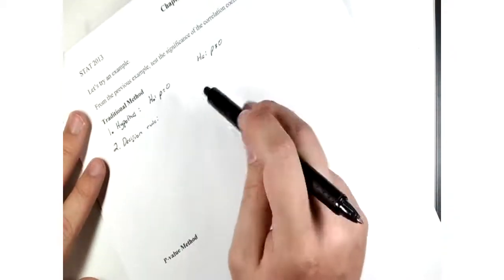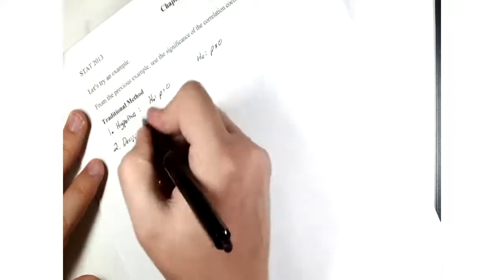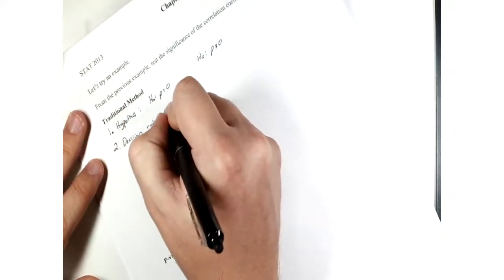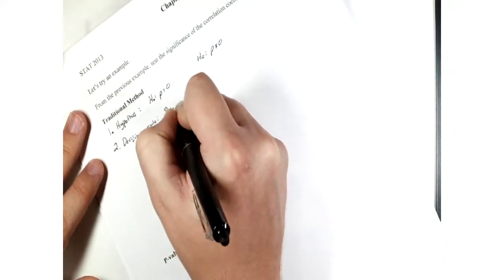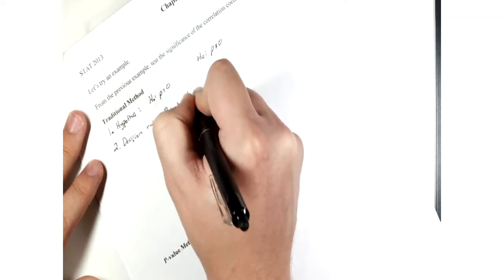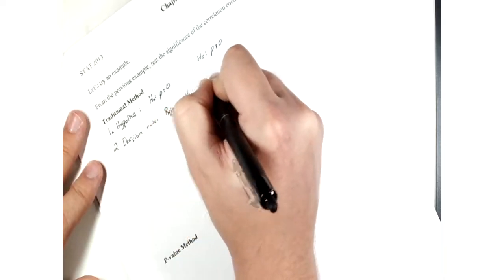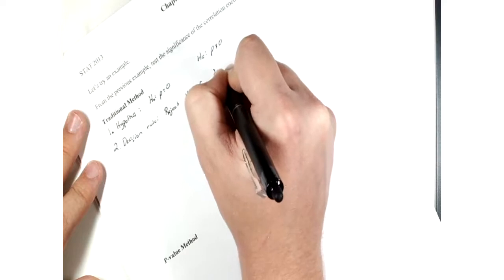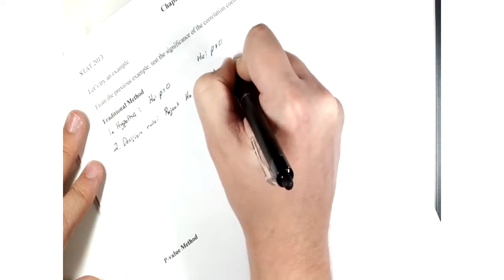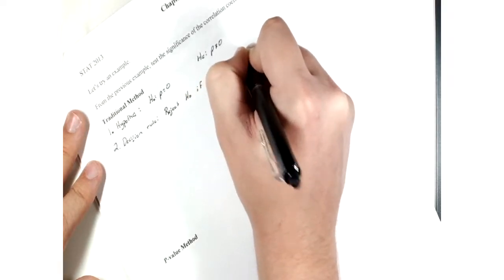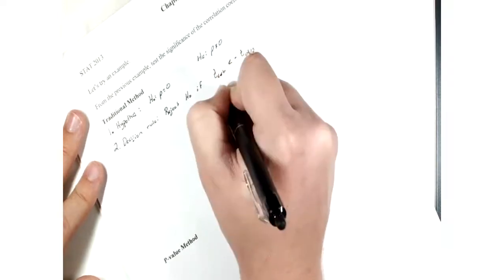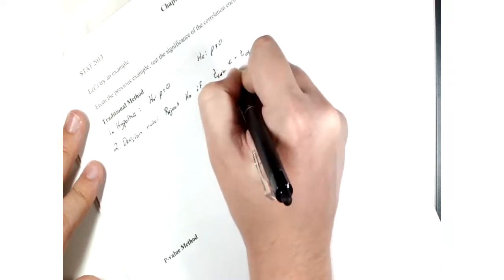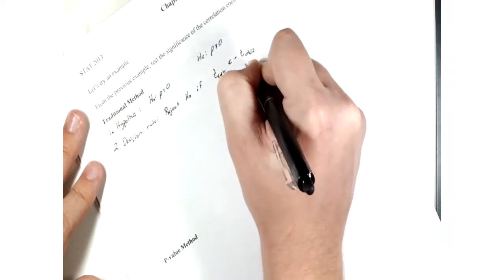So the decision rule. Since we're doing the traditional method, this is just a critical value approach, we're going to reject the null hypothesis if the t-test statistic we compute is less than the negative t alpha over 2, or if it's greater than the positive t alpha over 2.